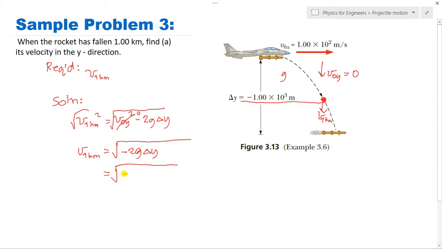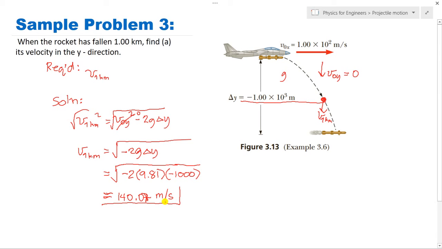So plug in the values. So we have negative 2, our g, this is 9.81. How about our y? Y is negative since this is below the initial position. So we have negative 1,000 because that is 1 km, and 1 km is equal to 1,000 meters. So let's solve. This is the square root of negative 2 times 9.81 times negative 1,000. So our resulting answer is approximately equal to 140.07 meters per second.